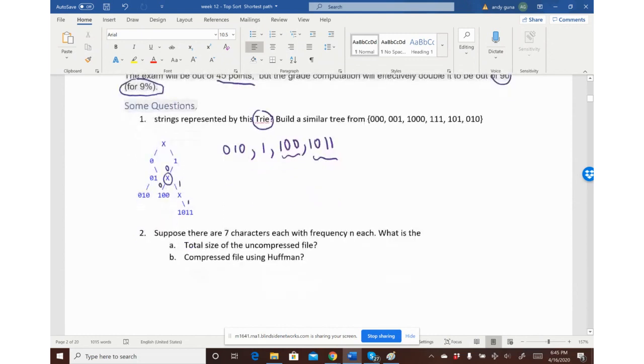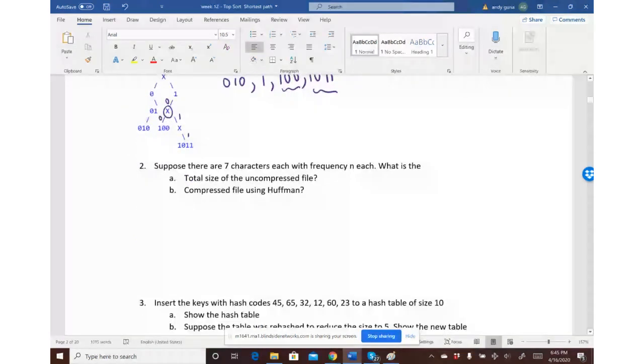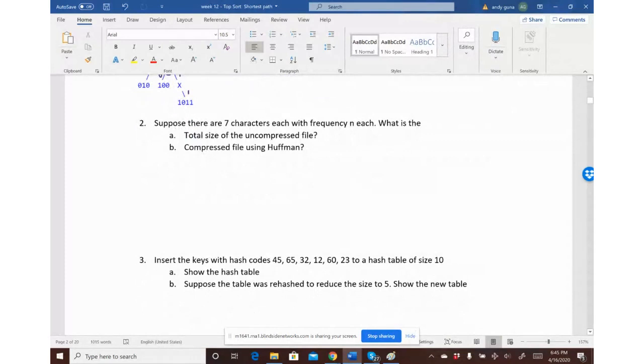Just something really simple. Then if you recall the Huffman compression, let's suppose that we have 7 characters each with frequency n. Let me ask you the first question: what's the size of the uncompressed file in bytes? Can you type the answer into the chat room? Okay, 7n. Very good.